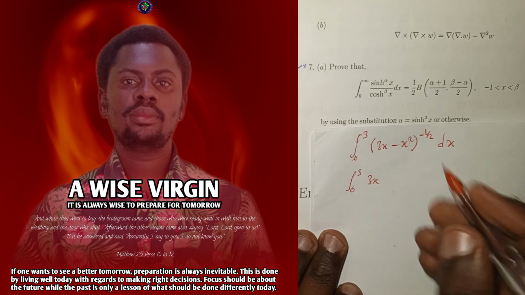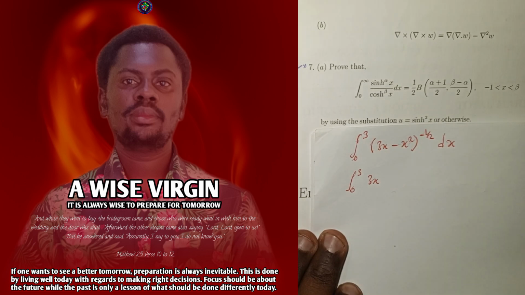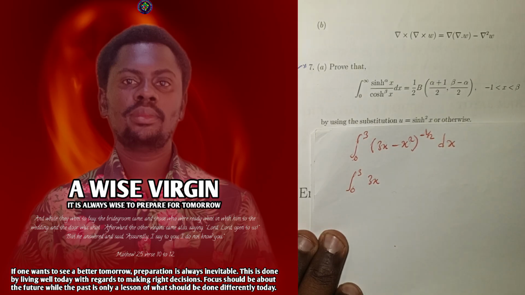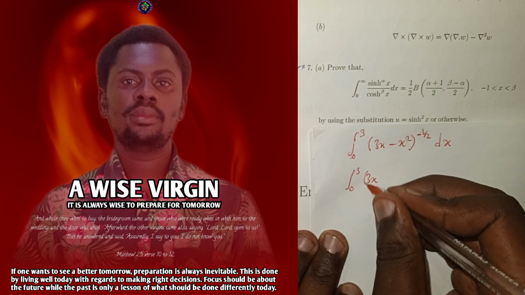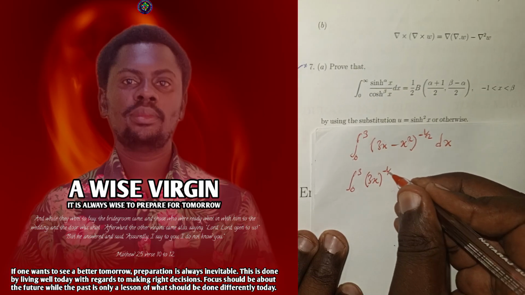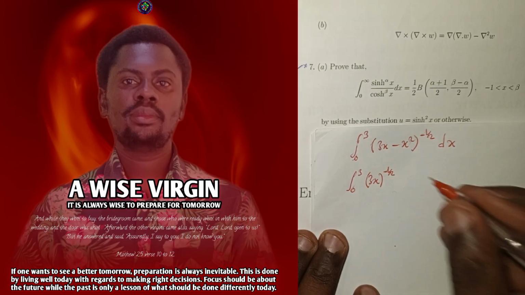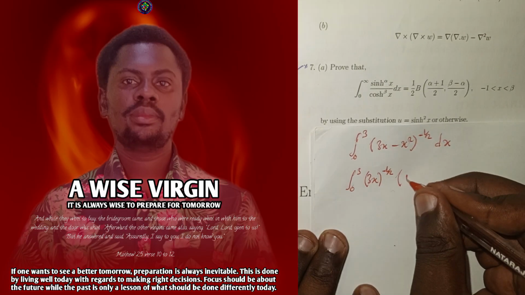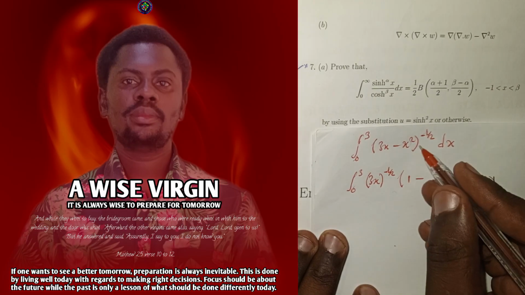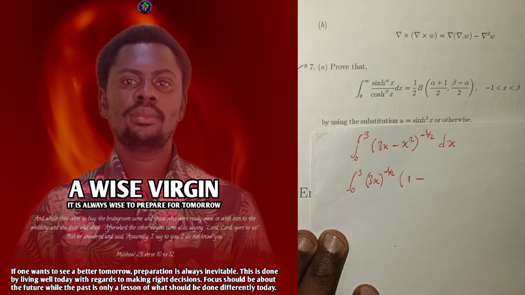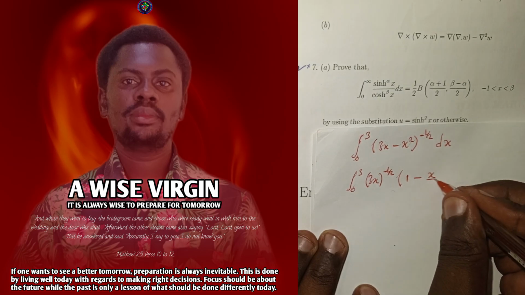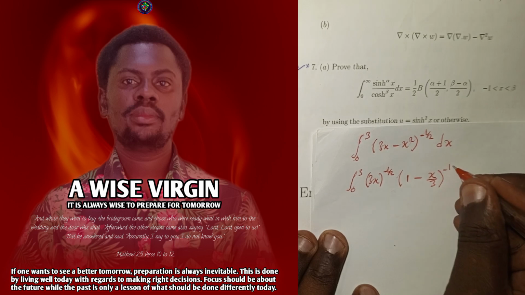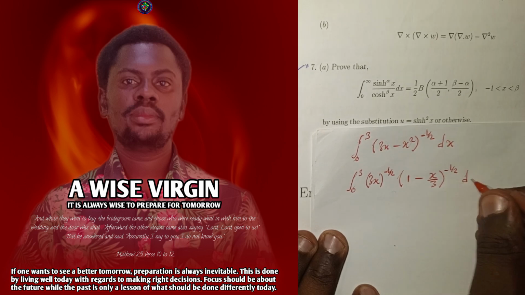So when you divide out 3x in the expression here, this 3x should also carry the power of minus 1 over 2. So it will be 3x to the power minus 1 over 2. Then in brackets, 3x divided by 3x is 1, then minus x squared divided by 3x, you are going to have x over 3, then to the power minus 1 over 2, dx.